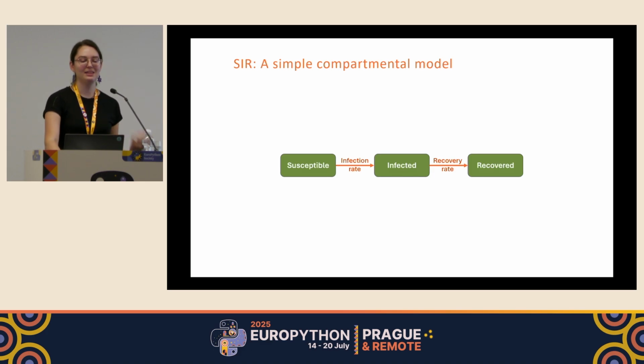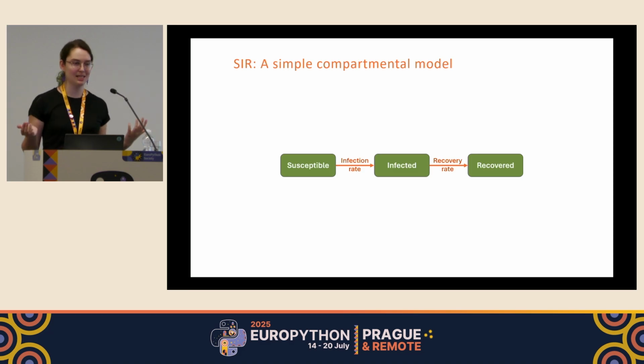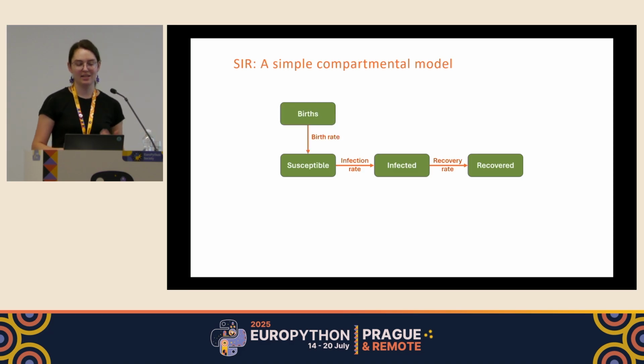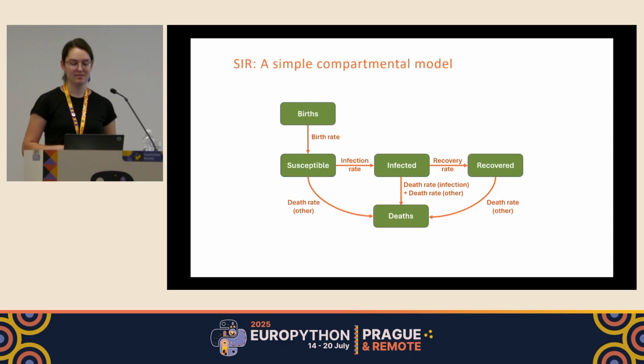So I'm going to add a little bit more detail just to make it slightly more realistic. So I'm going to add births and deaths. So that means we have the extra parameters of the birth rate, and then the death rate due to other causes, and also the death rate due to infection.